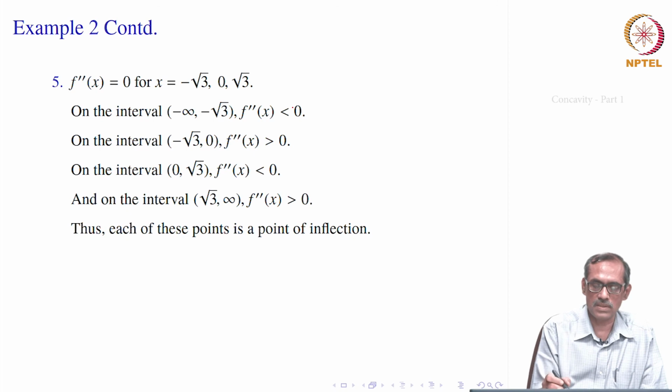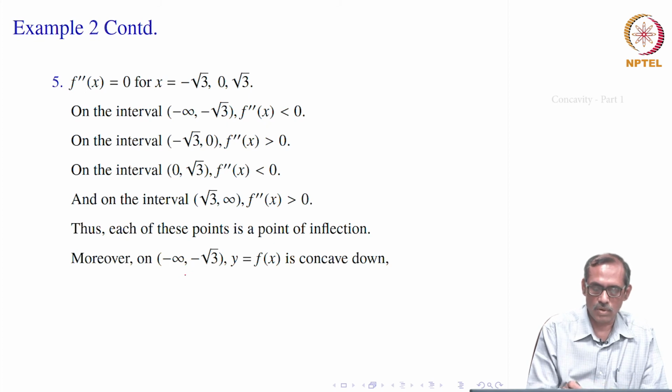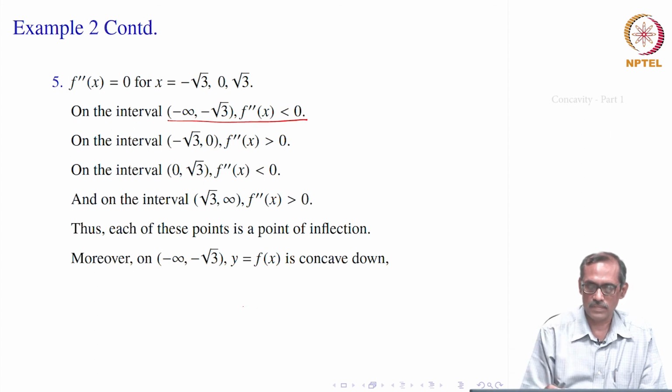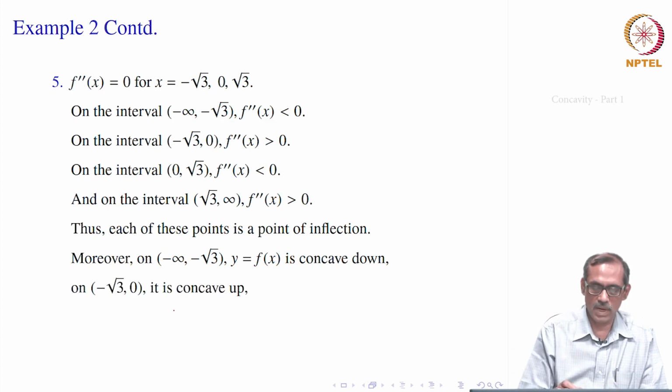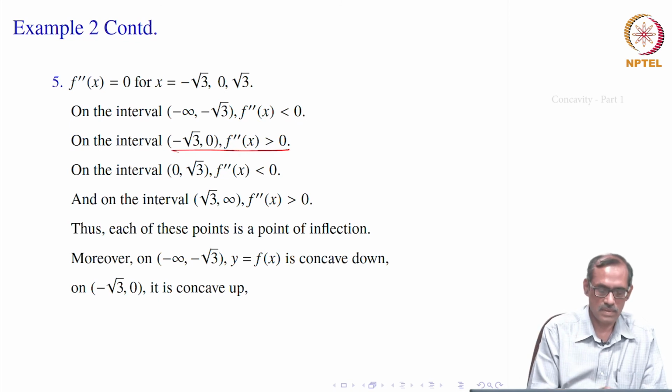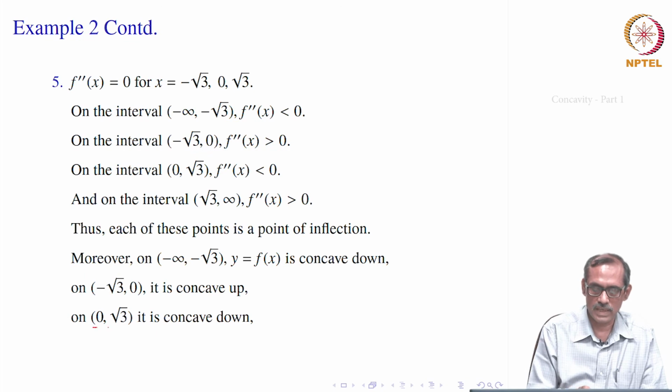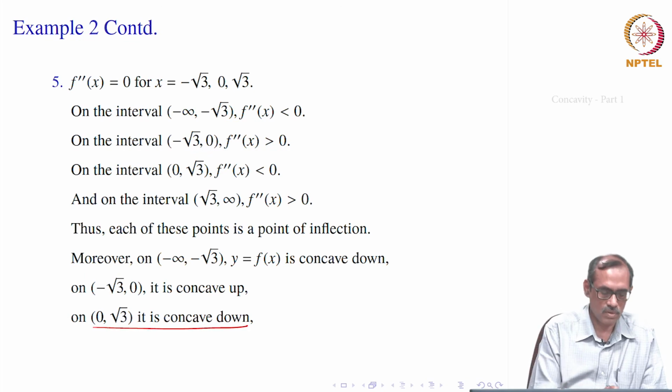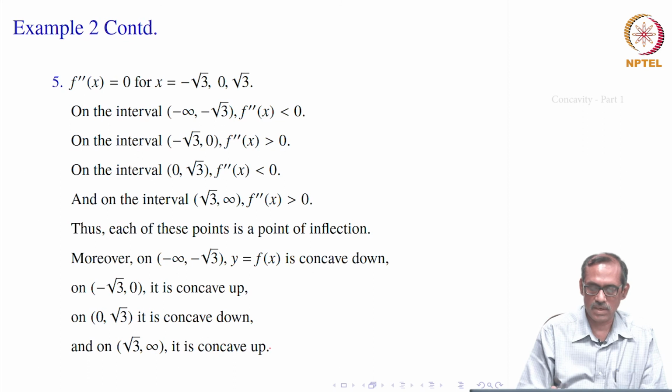And in these intervals, what happens here? f double prime x is less than 0. So, since from minus infinity to minus root 3 f double prime x is less than 0, it will be concave down. Similarly, from minus root 3 to 0, this will be concave up, and 0 to root 3, again it is concave down, and root 3 to infinity, again it is concave up.